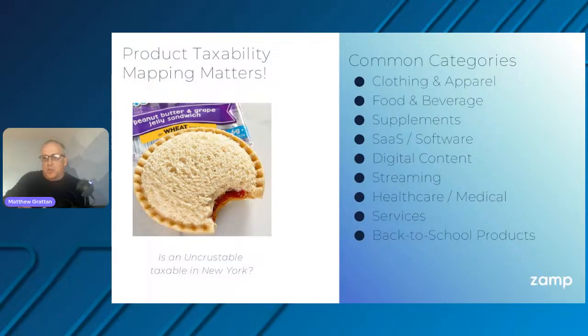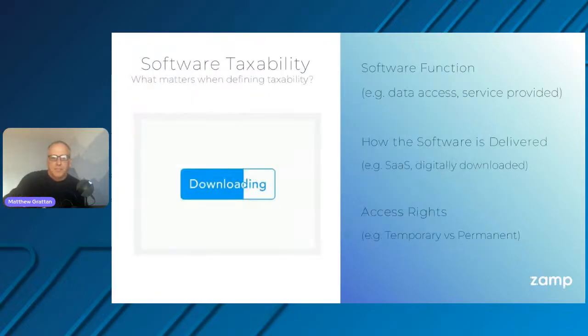And then you've got back to school products. That's typically around the August timeframe of every year. There's a group of states that exempt various school supplies, notebooks, pens, etc., calculators. And you have to match those exemptions. Sometimes it's a week, up to 2 weeks, depending on the state.